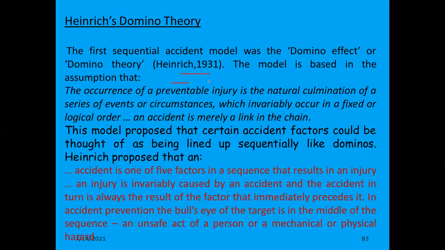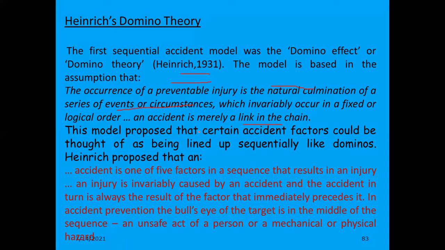The occurrence of a preventable injury, meaning an accident that we could prevent, is a natural culmination of a series of events or activities which invariably occurs in a fixed or logical order. An accident is merely a link in the chain. So it is simply a link in the chain.